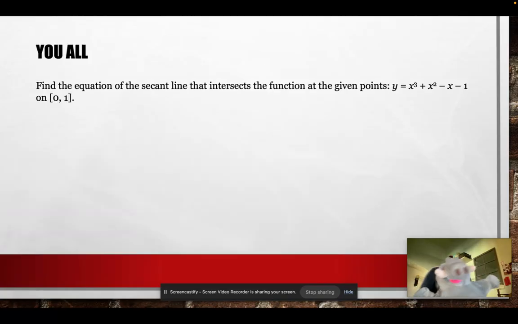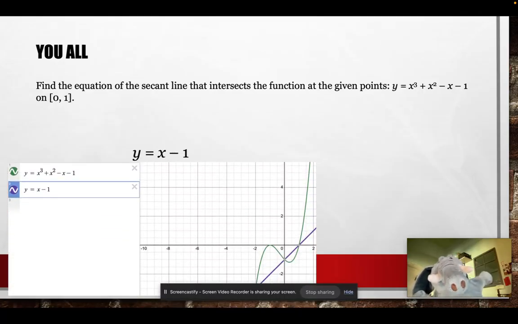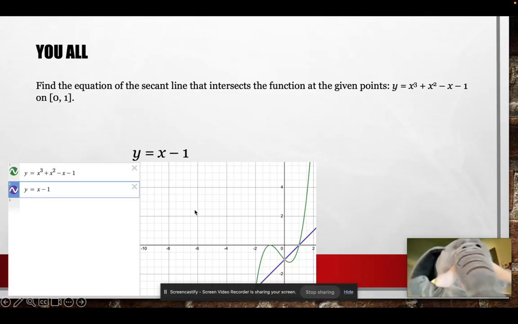All right, so last one, go ahead and pause it, give this one a shot. All right, and if you did it correctly, you should be getting y equals x minus 1. And then just to, again, give you a visual of what you just found, right? You found on that interval from 0 to 1, you found the equation of that purple line, okay, as it intersects essentially that cubic function. All right, so good luck and go ahead and get to the practice.